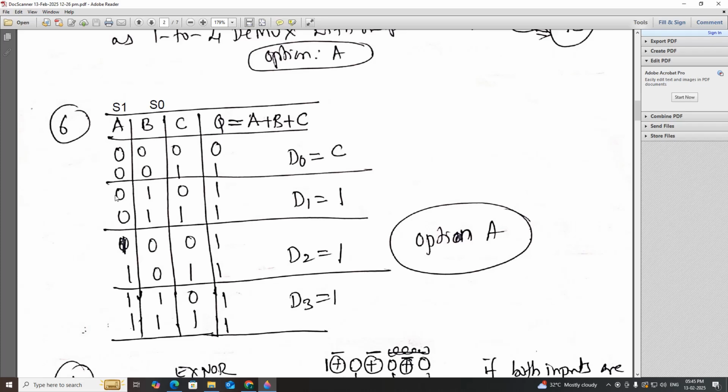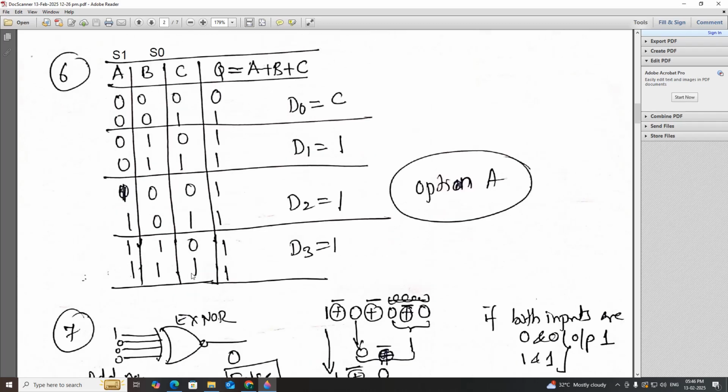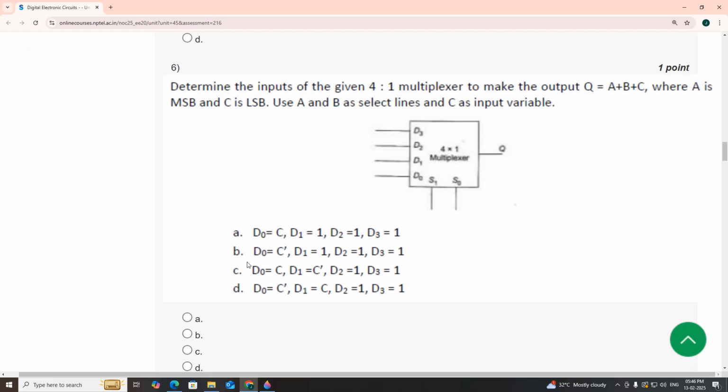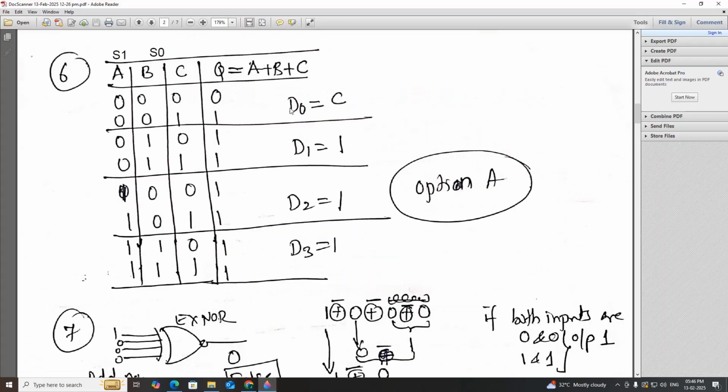Similarly for select lines 0 1, the output is 1, so D1 equals 1. For select lines 1 0, D2 equals 1. And for select lines 1 1, D3 is also equal to 1. So the answer is option A: D naught equal to C, and D1, D2, D3 are all 1.